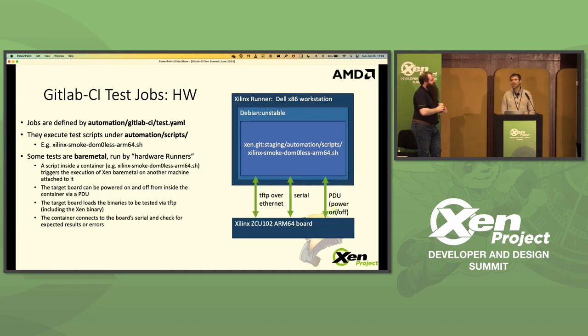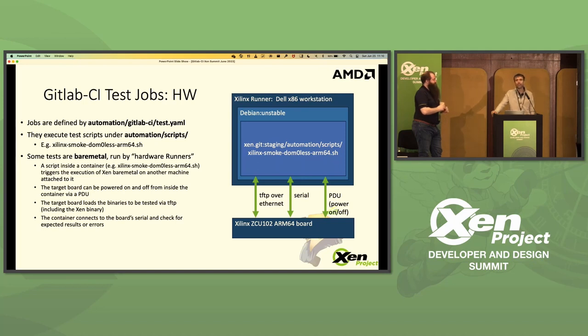Now this is where things get very interesting. So what if you want to run the real Xen on real hardware? So the very first hardware runner, hardware runner is my terminology, it's not a GitLab terminology. I don't know if it's the best name for it, but it means you're running Xen bare metal somewhere. The first runner was the Xilinx runner, in my office in San Jose.